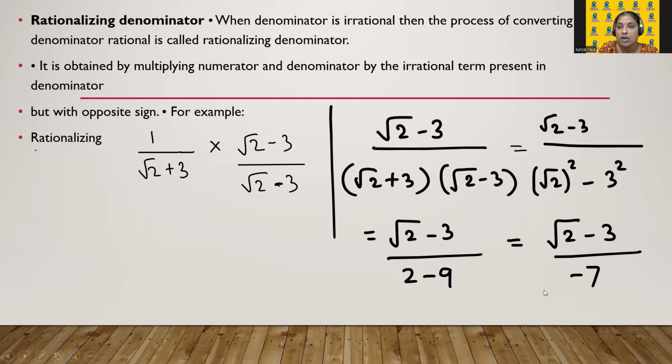So I got square root of 2 minus 3 by minus 7. See, minus 7 is a negative integer. It's a rational number, not an irrational number. Thus, we have converted the irrational denominator to a rational denominator, by the process called rationalizing the denominator.